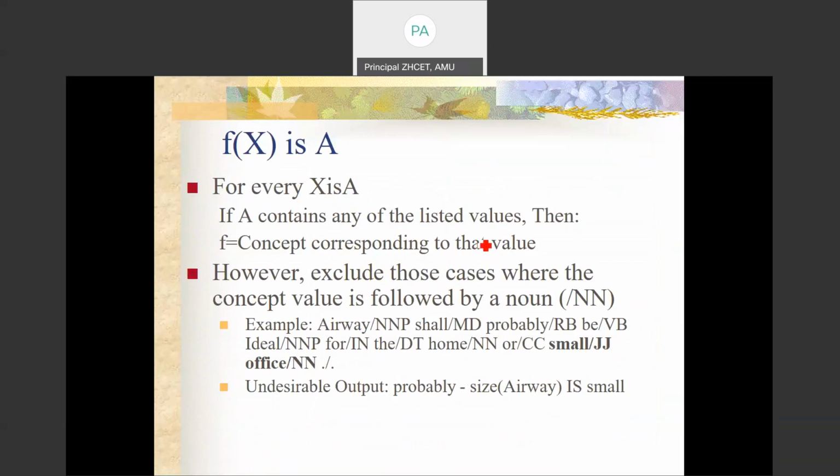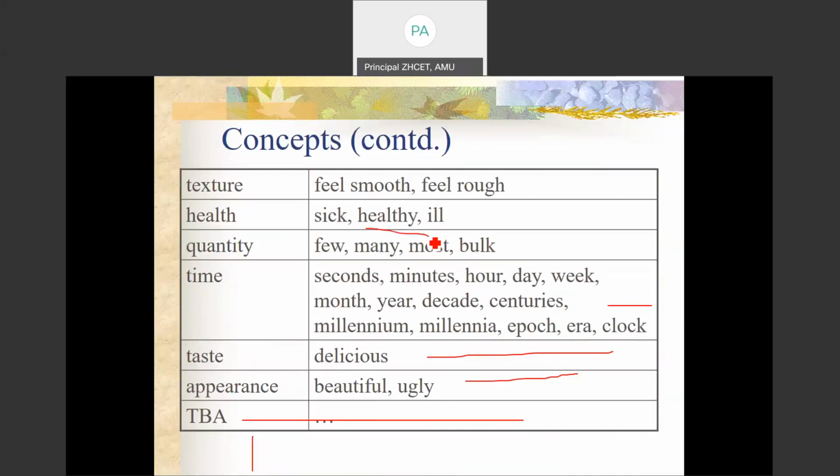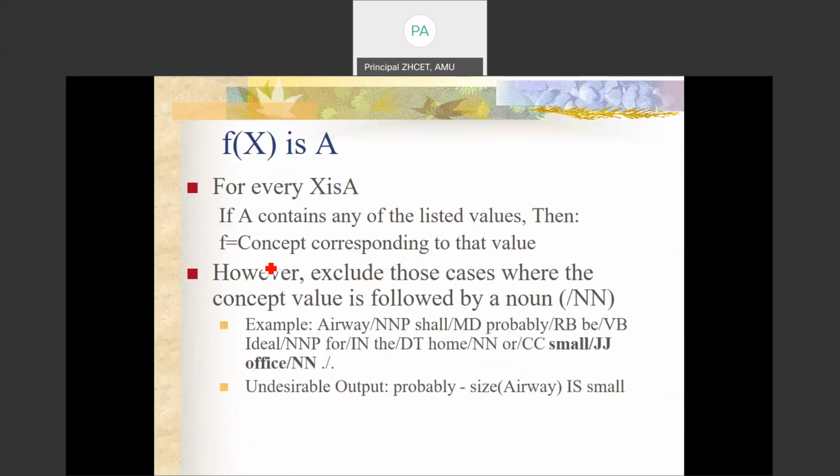If any of those values occur, for example, healthy occurs, that means I'm talking about health. If many occurs, I'm talking about quantity, right? However, exclude those cases where the concept value is followed by a noun, because in that case it will be an adjective rather than the value, rather than the adverb, right? Airway, for example, and so on.